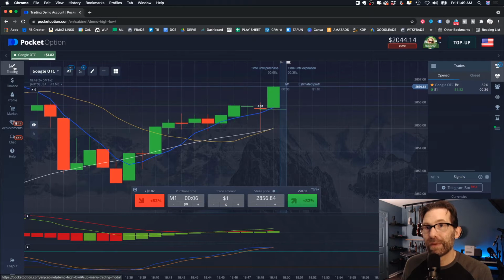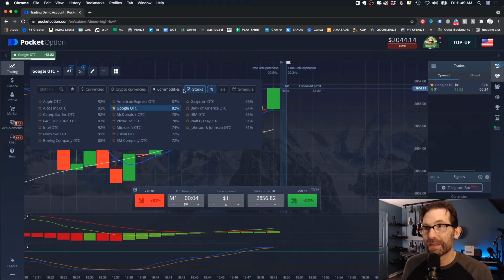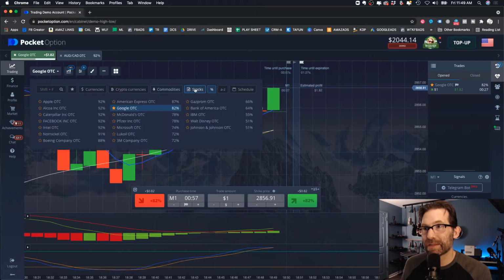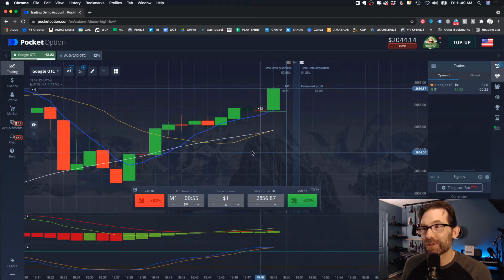You have the trading dashboard here. You have currencies here. You have commodities. You can trade on currencies. You can trade on currency pairs, which I don't do as much anymore. You can trade stocks, commodities. But for my strategy, I just use stocks.